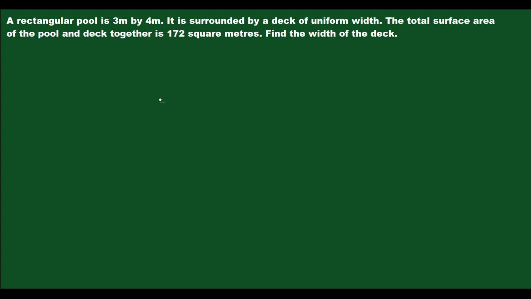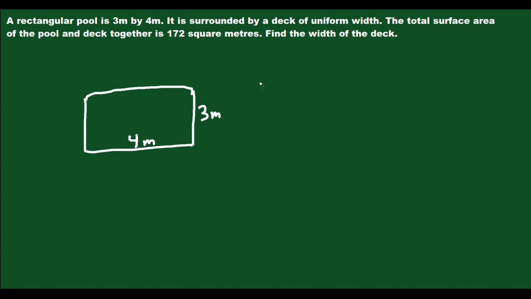So for these types of questions, I like to do a diagram, right? Or a little bird's eye view sketch. So here's the pool. It's a rectangular pool. It's kind of funny, but that's okay. And they say it's 3 meters by 4 meters. So I'm going to say this is 3 and this is 4.